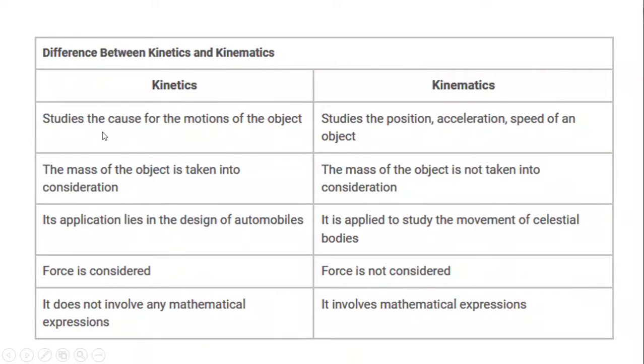In kinetics, we study the causes of the motion of the object. When the object is moving, what are the causes that begin or stop that object? Kinematics is the study of the position, acceleration, and speed of the object. In kinetics, the mass of the object is taken into consideration. In kinematics, the mass of the object is not taken into consideration.